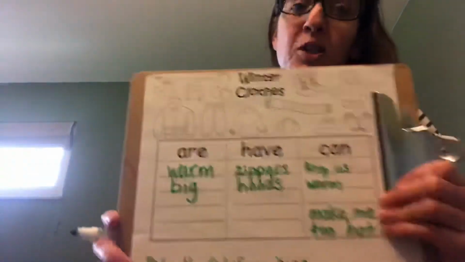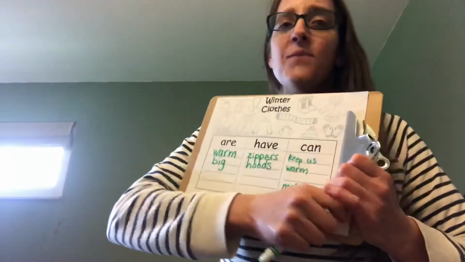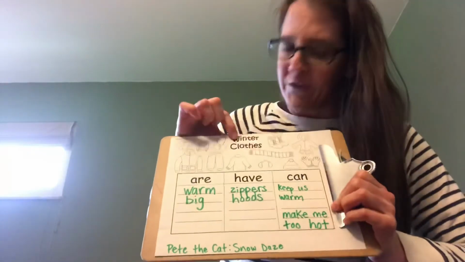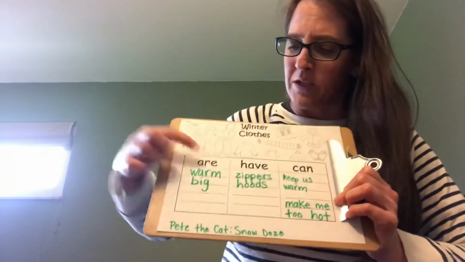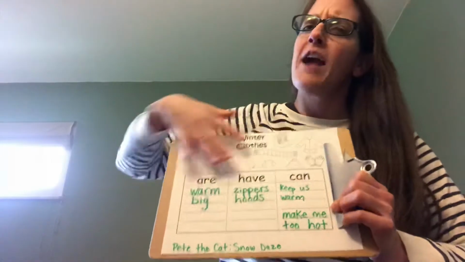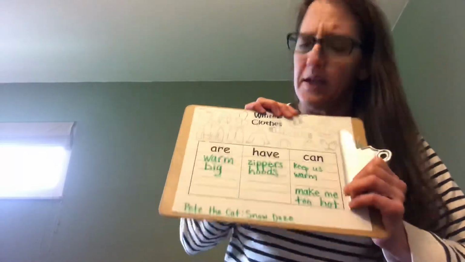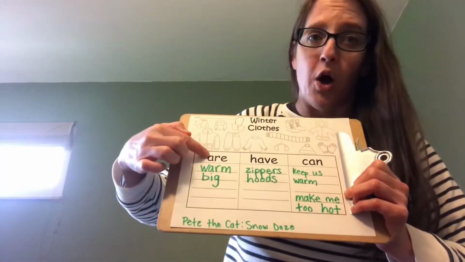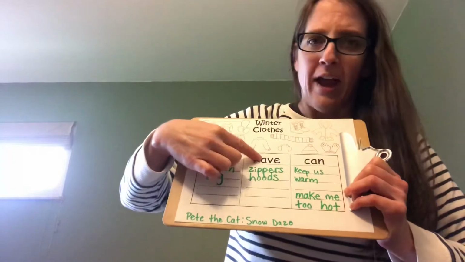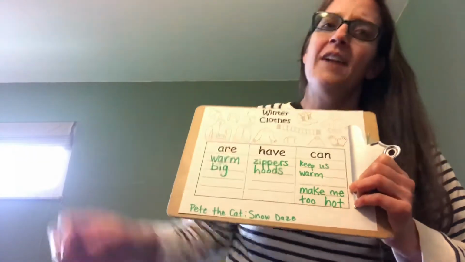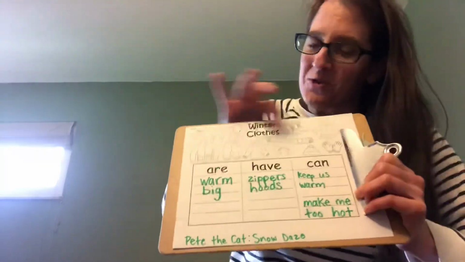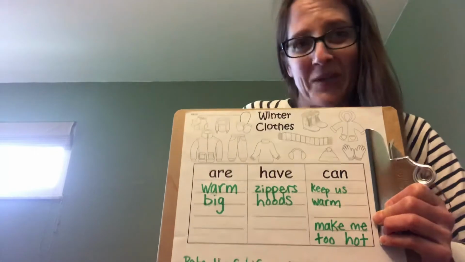Now, what I'd like you to do is if you can think of some other ideas that fit in these categories, I want you to feel free to go ahead and write those. If you want to add something else to your list about winter clothes are, winter clothes have, or winter clothes can. I know you don't have this graphic organizer at home probably, but what you can do is you can just write the word are, and then you can write some lines underneath it, or your grown-up can help you. You can write the word have and write the word can, and then you can write your answers underneath. This is something that you can create at home. You could also draw some pictures of winter clothes at the top if you would like to.